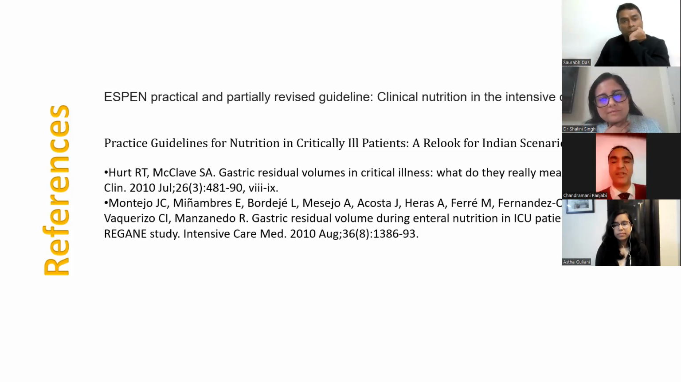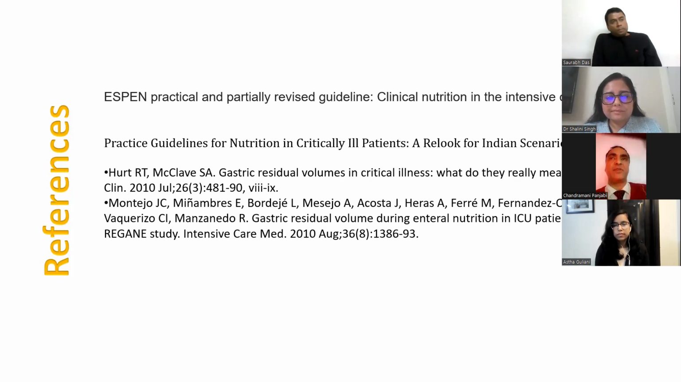So I think just to summarize for the audience, we can divide critically ill nutrition into 3 phases. First will be the acute phase, which is divided into 2. The acute early phase is the first 24 to 48 hours when the patient comes to the ICU, where we have to assess the nutritional status of the patient, see the underlying pathology with which the patient has been admitted, and then we give the nutrition.